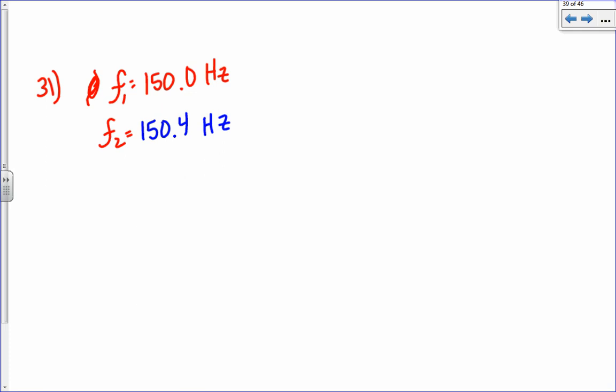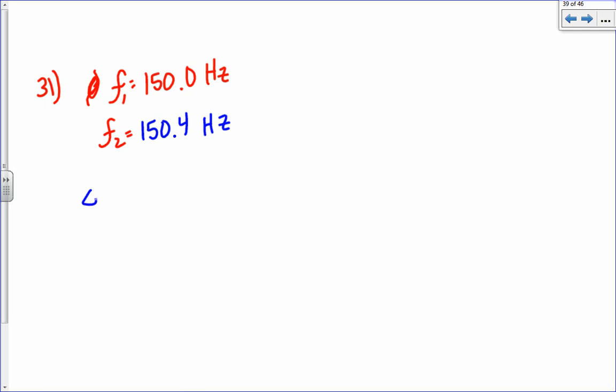Problem number 31. Many cars have 2 horns. Suppose a car has horns that emit frequencies of 150 and 150.4. So my frequency 1 is 150 hertz, and my frequency 2 is 150.4. And I want to know what is the beat frequency, and then what is the time between beats.